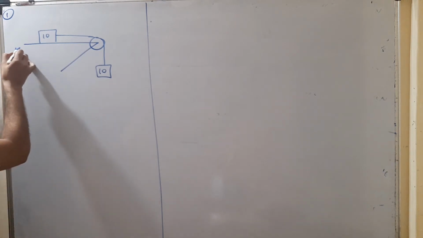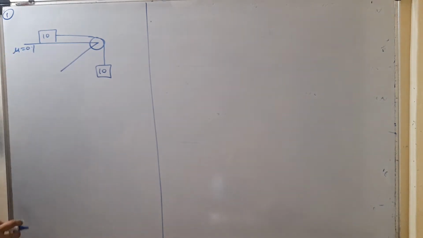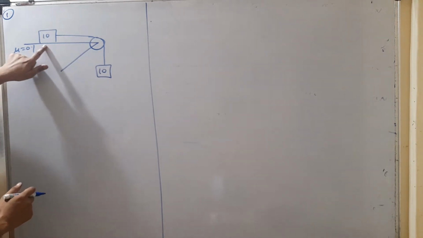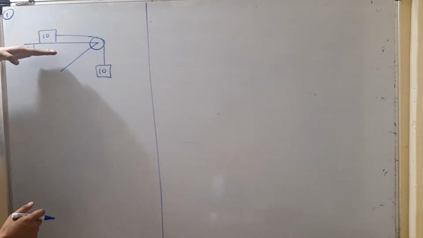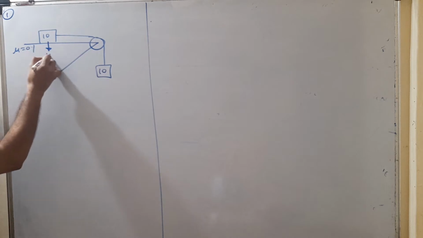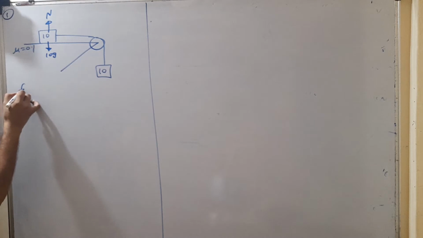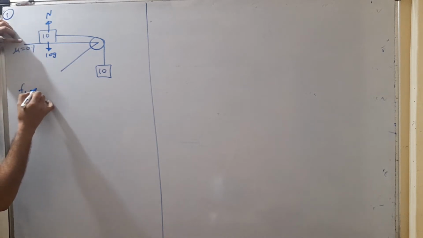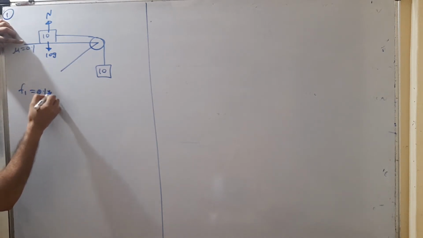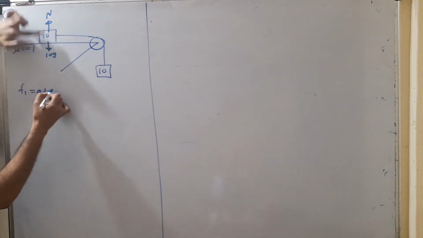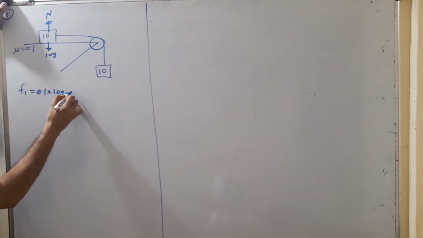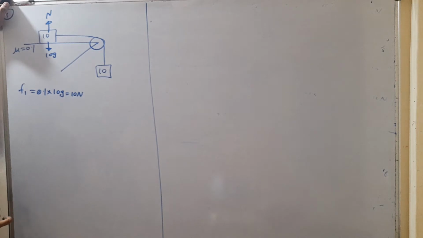And here the friction coefficient for this surface is 0.1. So now you have to find the acceleration of these blocks and the tension on the string. So just show the forces, calculate the friction here. Because this block is over a horizontal surface, its weight is 10g, and that weight is nothing but the normal reaction force. So we can calculate the frictional force F1. F1 is what? 0.1 into the normal reaction force. Normal reaction force is what? 10g. So that is 10 Newton of frictional force we are going to get here.